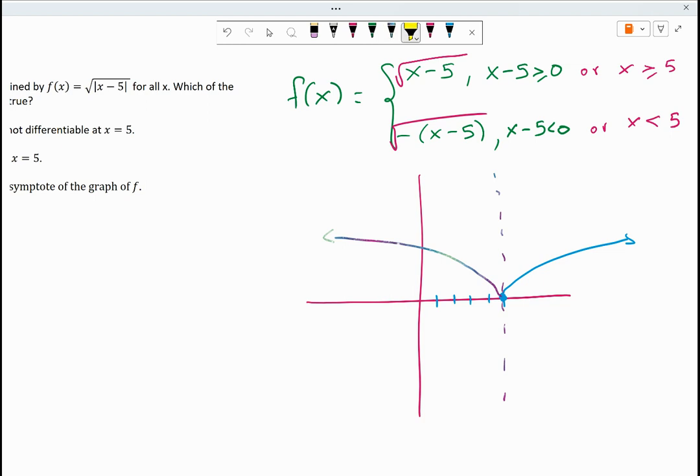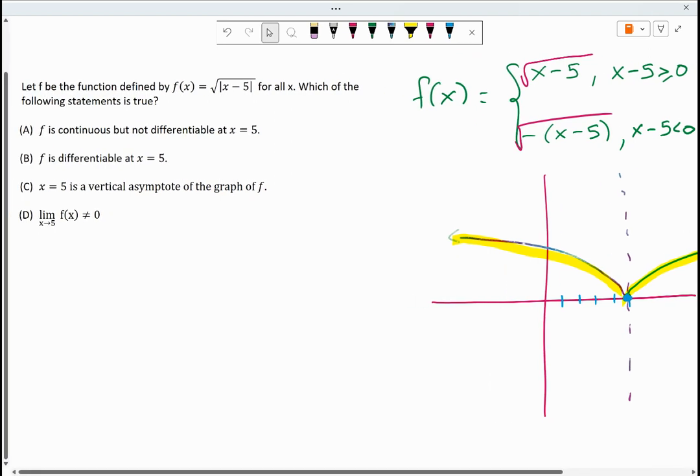And we recognize here that the graph is going to be continuous from negative infinity to positive infinity. But the only problem here is that the graph is actually not going to be differentiable at x equal 5 because of that cusp. So we will then say that the answer here is going to be A. F is continuous but not differentiable at x equal 5.